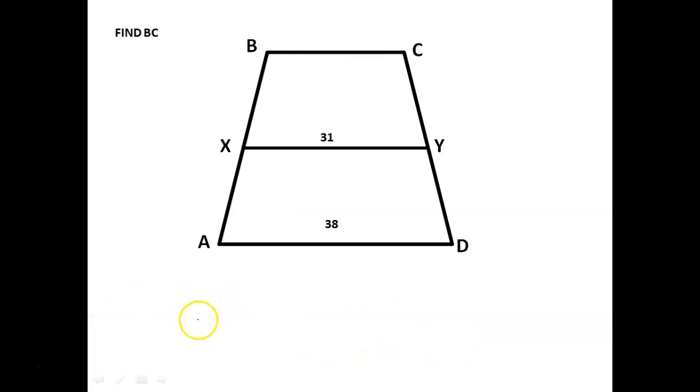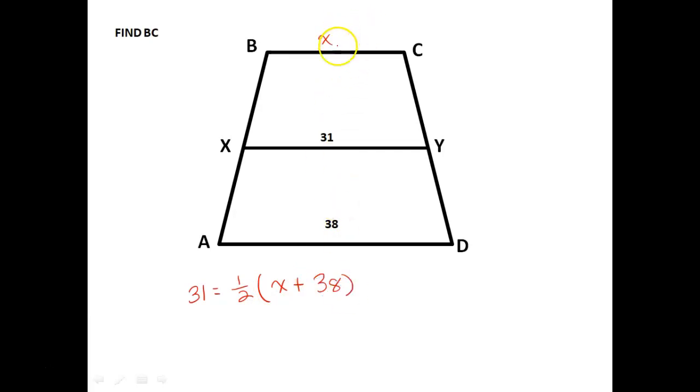All right, next you will find BC. So if you look, BC is a base. So this time you're going to find a base instead of the midsegment. Let's let the base be X. All right, so the midsegment, 31, is equal to 1/2 base 1 plus base 2.